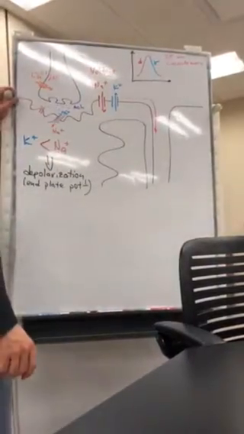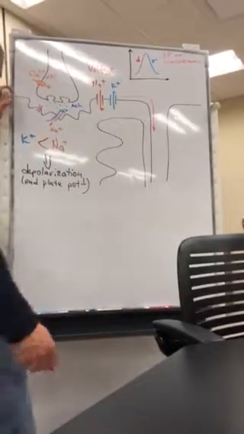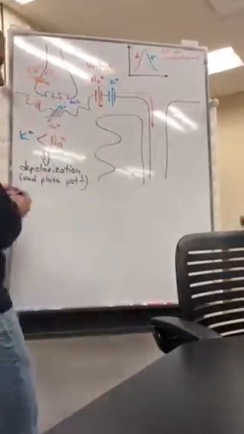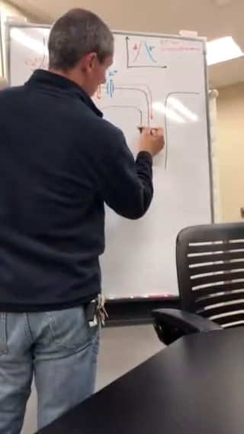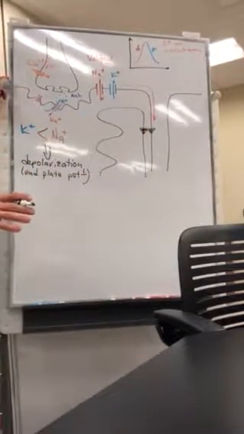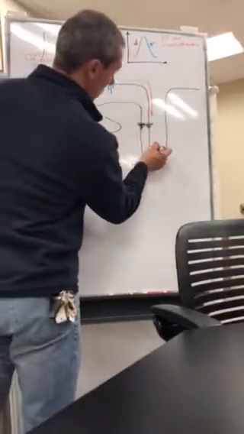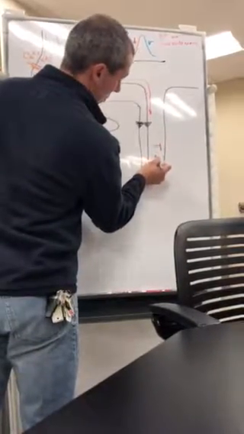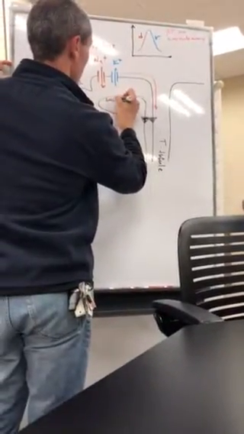Now DHPR and RYR, two receptors. Here, they are connected. You don't need to know the names of the receptors. What you have to understand is that one is on the T tubule and the other is on the sarcoplasmic reticulum.